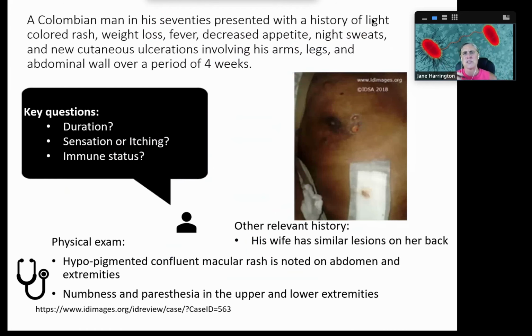A Colombian man in his 70s presented with a history of light-colored rash, weight loss, fever, decreased appetite, night sweats, and new cutaneous ulcerations involving his arms, legs, and abdominal wall over a 4-week time period. His wife had similar lesions on her back. I'm going to point out this is a really important clue. We see a hypopigmented confluent macular rash on the abdomen and extremities, and we've seen numbness and paresthesia. This is an actual case. It is a co-infection, and I'm going to show you 2 different possible answers for this one.